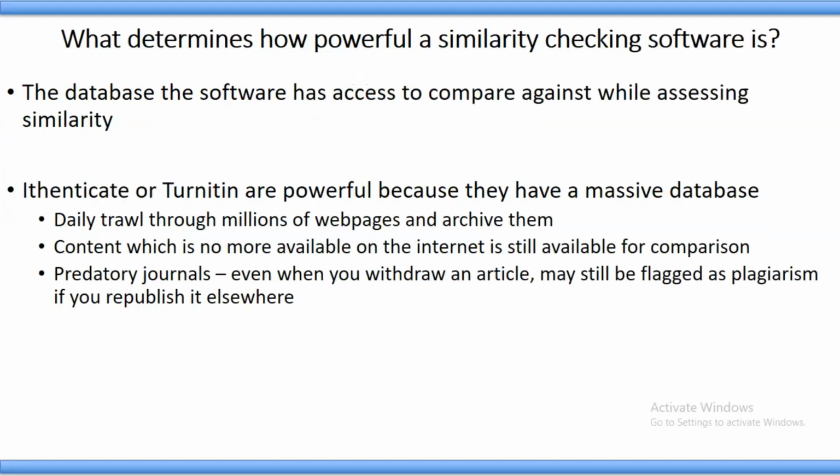So how do we say something is a good software, something is not a very good software with respect to similarity? It depends on the database the software has access to compare against while assessing the similarity of a particular piece of text. So why is Authenticate's plagiarism checking powerful? Because they have access to a massive database. Every day these software crawl through millions of web pages and archive them. So even if those web pages are no more available six months down the line, and you have copied from there, they will be able to identify that as well. Content which is no more available on the internet is still available on these softwares.